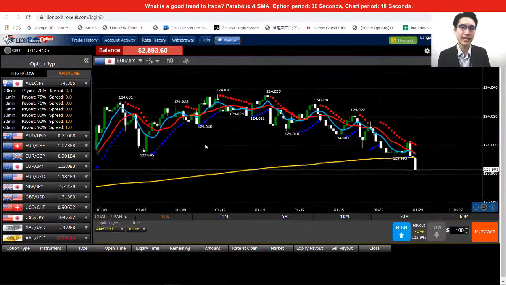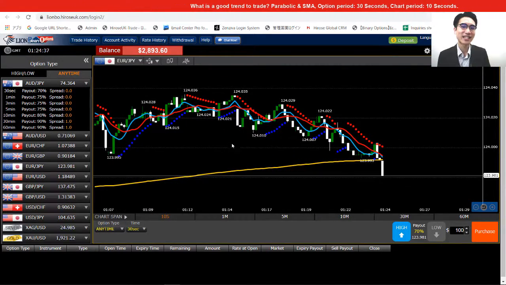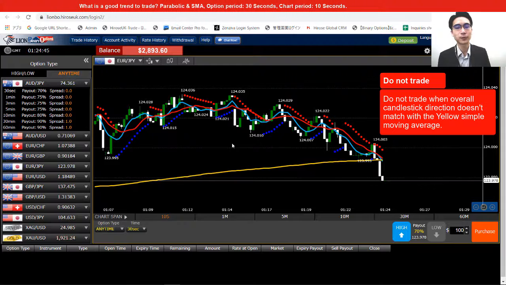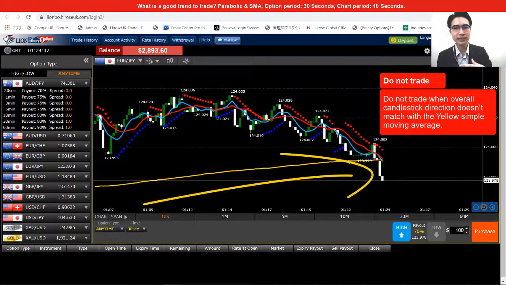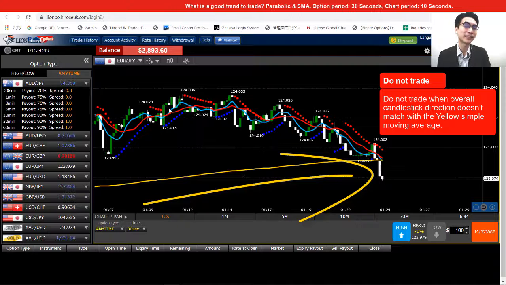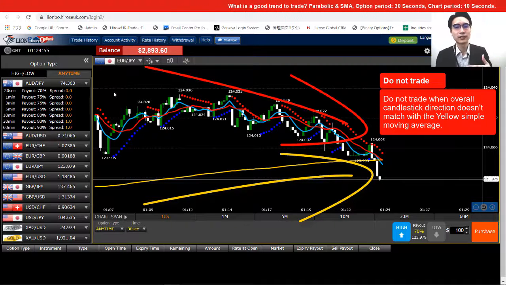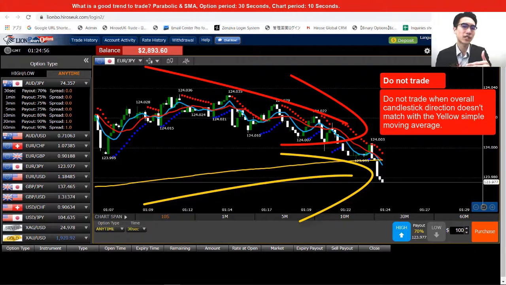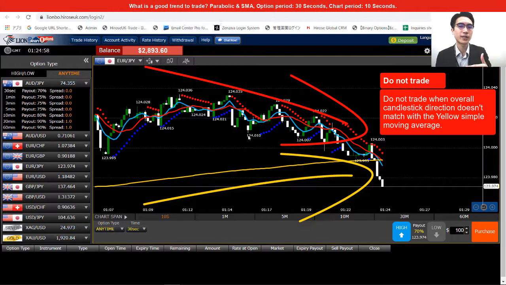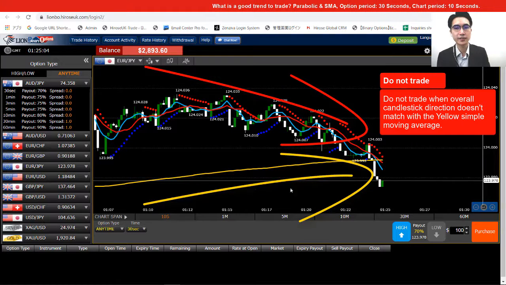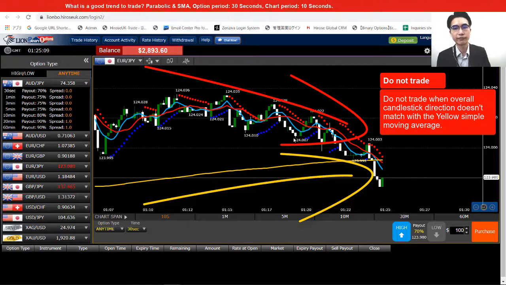So well, this is an example of a bad trend that you don't want to trade with. In here, we see that the simple moving average, the yellow simple moving average, is heading upward. But now let's take a look at the candlestick. It's actually heading downward from left to right. So the candlestick movement just doesn't match with the information that we're getting from the moving average. So we will not trade in this market because most likely there might be a trend reversal coming up.